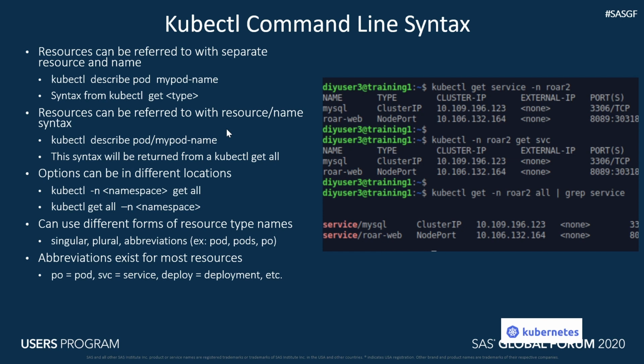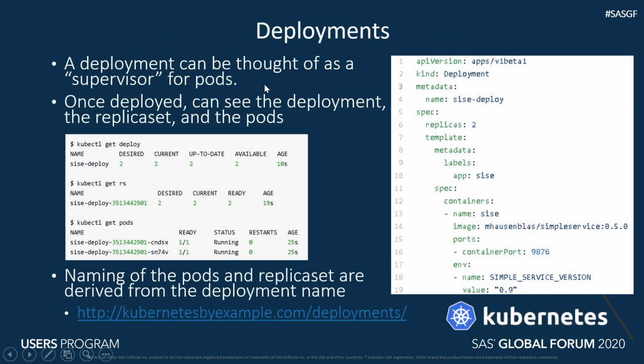We can use single, plural, or abbreviations. Objects in Kubernetes will have these three variations. They'll have a singular form, such as pod, a plural form, such as pods, an abbreviation such as po out there. And abbreviations exist for most of the resources: po for pod, svc for service, deploy for deployment, etc. out there. So a deployment can be thought of as a supervisor for pods. That is, it's actually putting the pod in place out there, creating it. Once it's deployed, you can see the deployment, the replica set, and the pods out there.